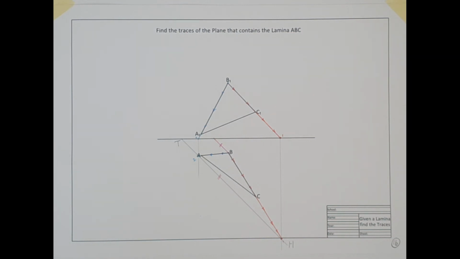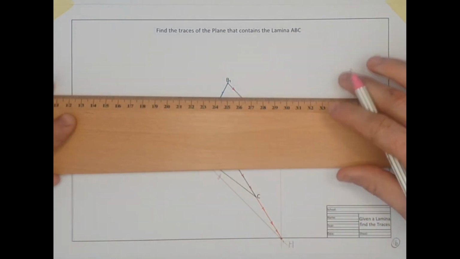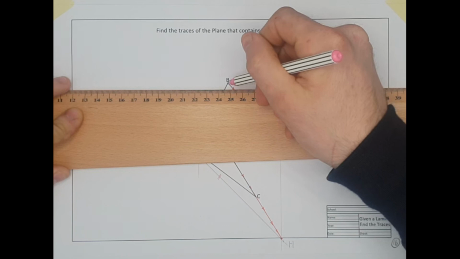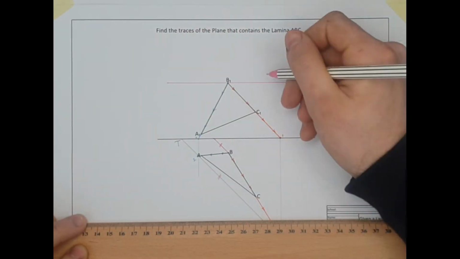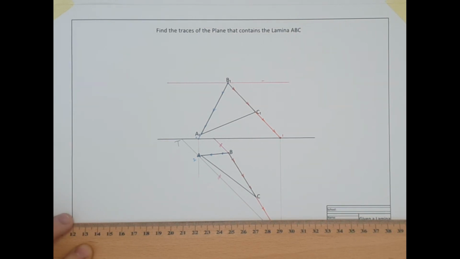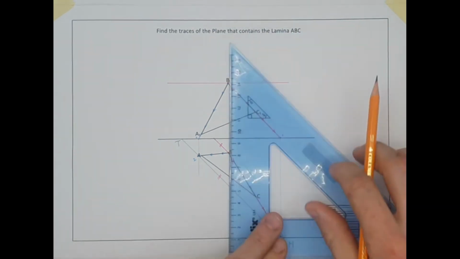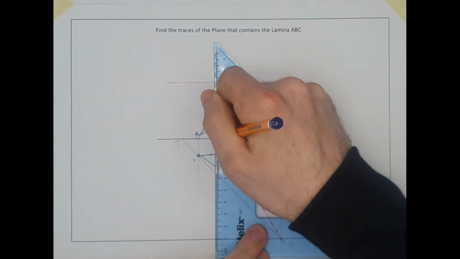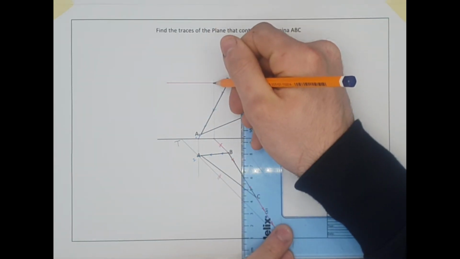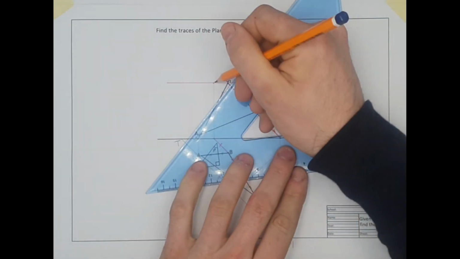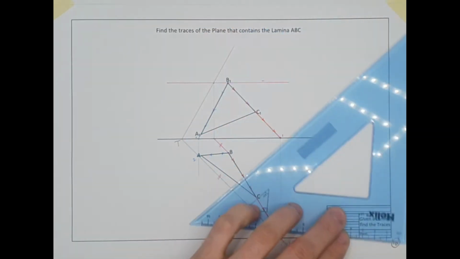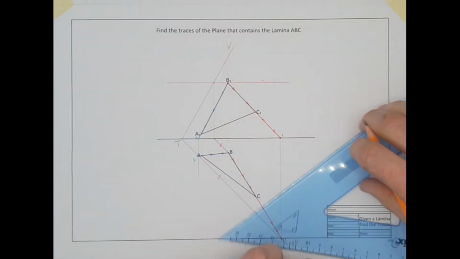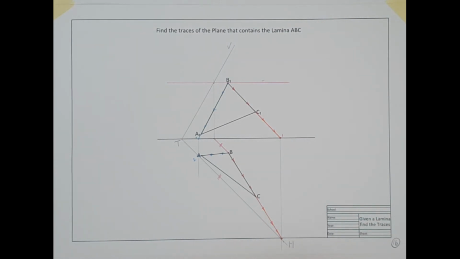It's a horizontal section cut through point B, so I know that it's going to be a horizontal line right there. And I just need to link them up then. That's a point in the vertical trace, just like we saw at the beginning of this video, or sorry, at an earlier stage of this video. There's my vertical trace right there.